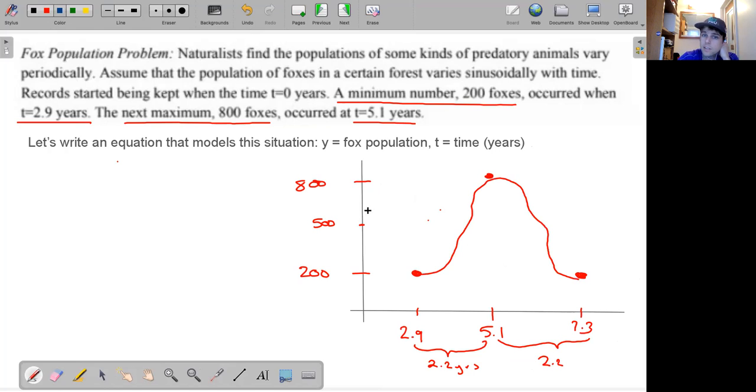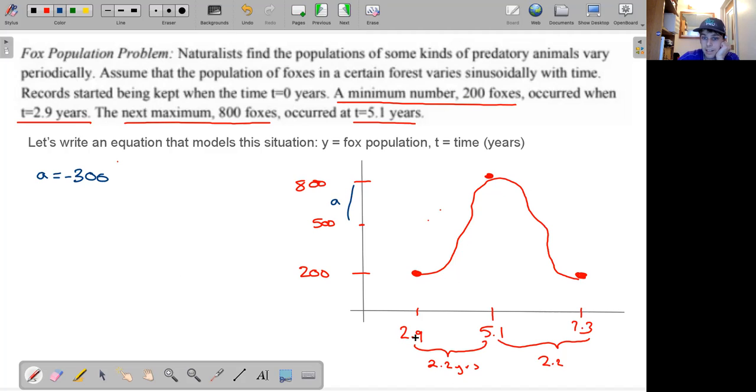So let's go ahead and talk about the different aspects. Here is our amplitude. It's going to be 300, the difference in population from the midline to the maximum, midline to the minimum. So our amplitude is 300. Actually, it's going to be a negative because we also are dealing with a reflected graph here.